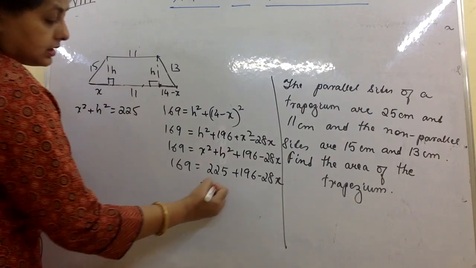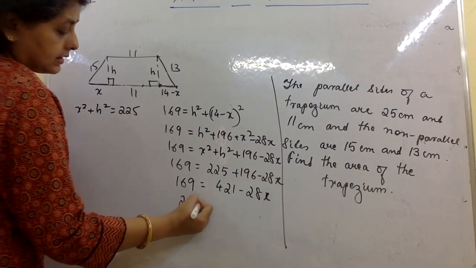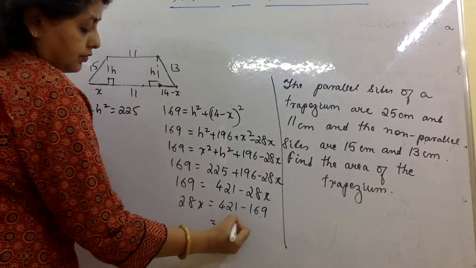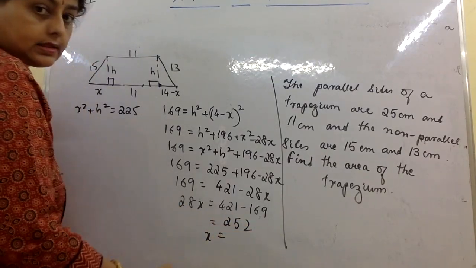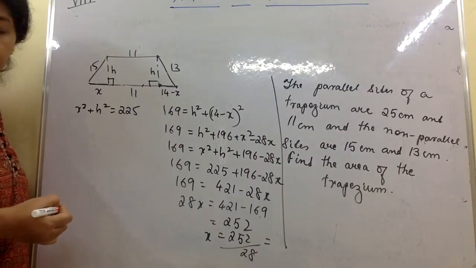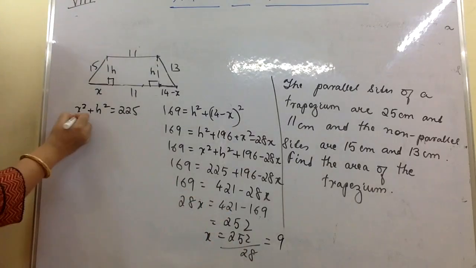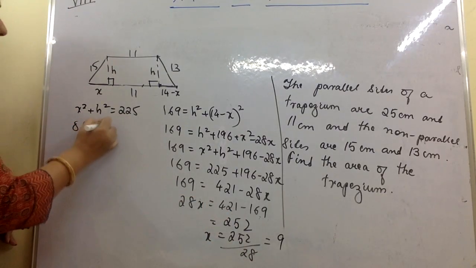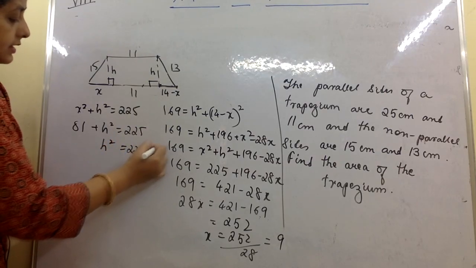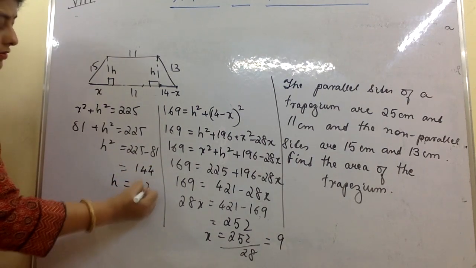This much is 421 minus 28x and here is 169. 28x is equal to 421 minus 169, which is equal to 252. So x is 252 divided by 28, and that comes to x is equal to 9. So we get x is equal to 9 here. 81 plus h square is equal to 225. H square is 225 minus 81, which is equal to 144. H is equal to 12.